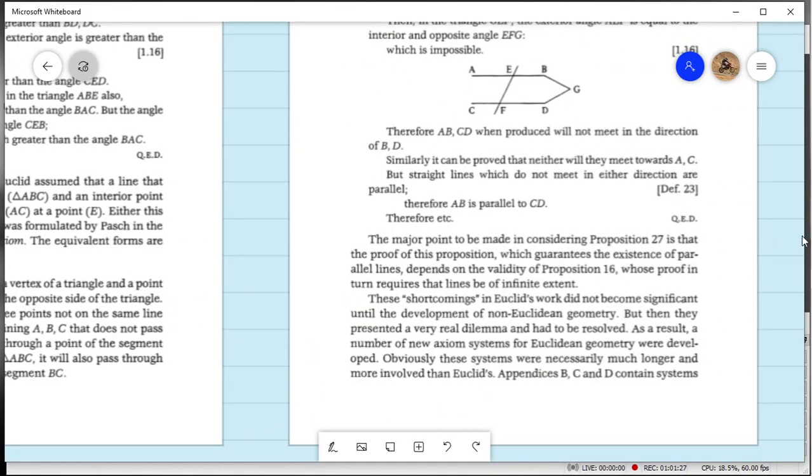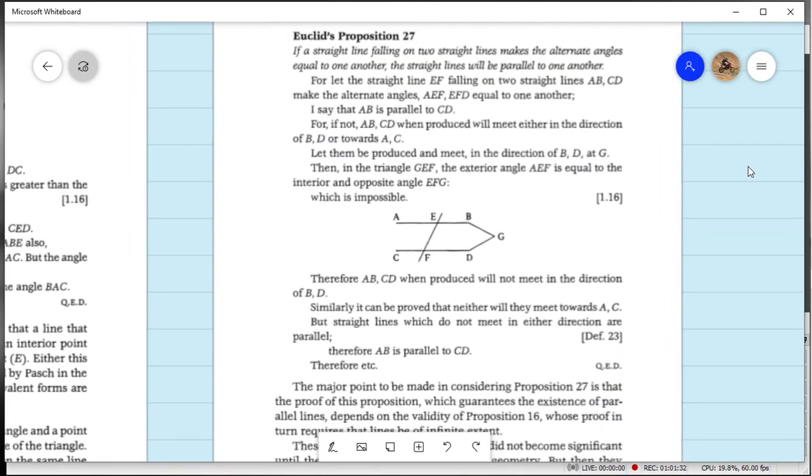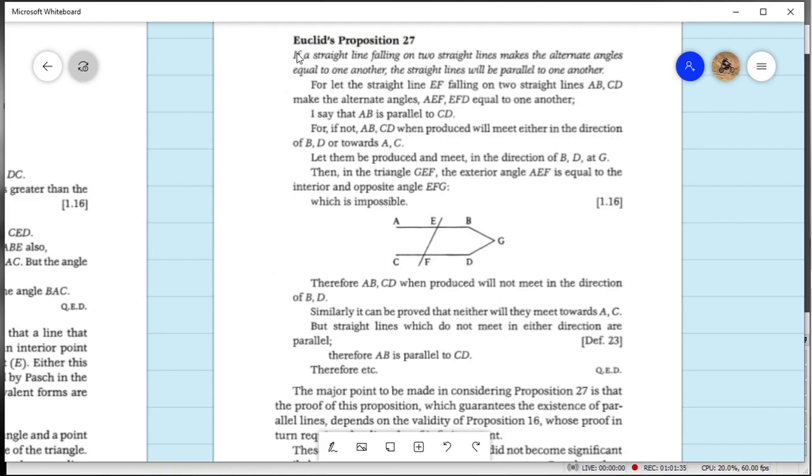Let us move on to the last proof, where again a flaw has been noticed. Here, it is stated that if a straight line falling on two straight lines makes alternate angles equal to one another, the straight lines will be parallel to one another. In other words, if two lines are cut by a transversal so that the alternate interior angles are congruent, then the lines must be parallel. Okay, let us now discuss the proof.